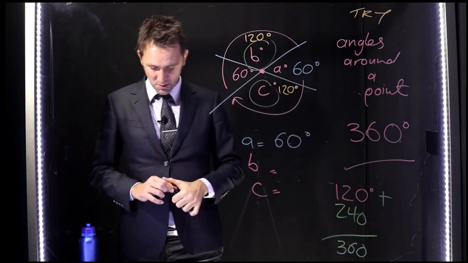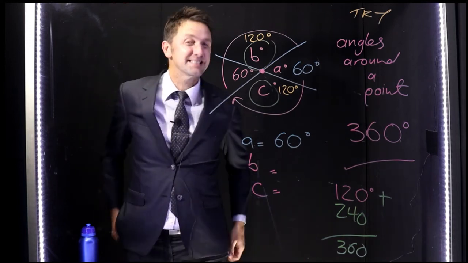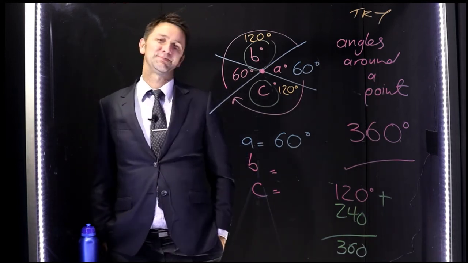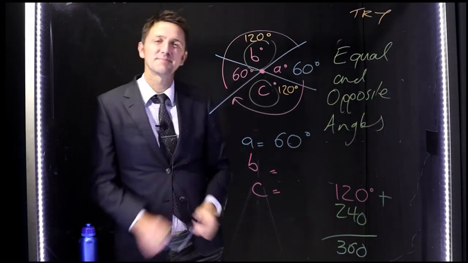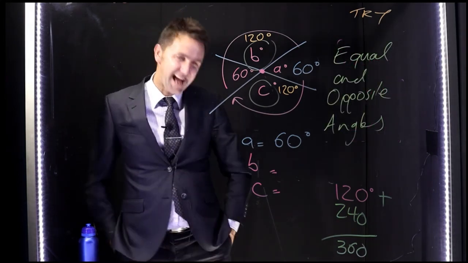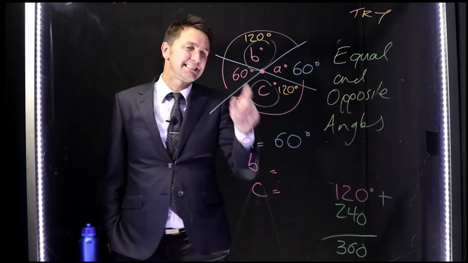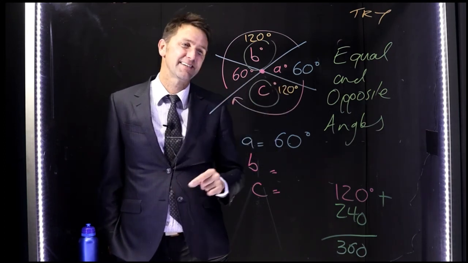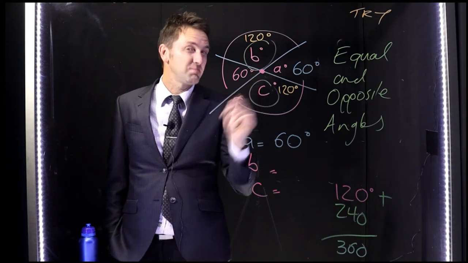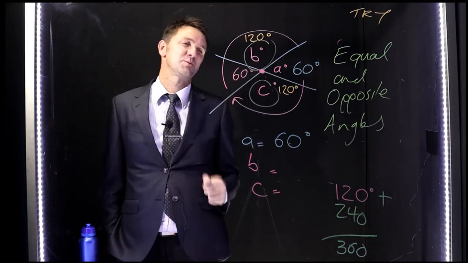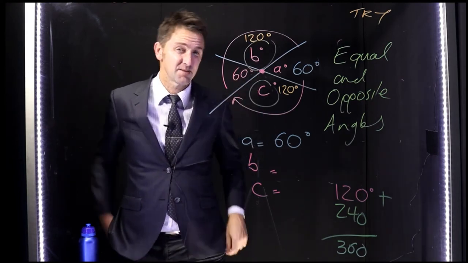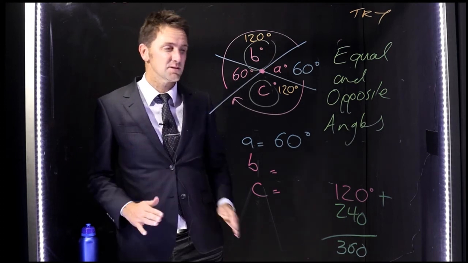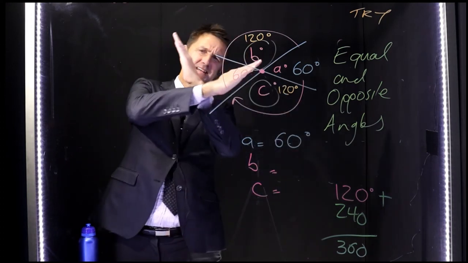That's just a little bit extra for you. This lesson has mostly been about equal and opposite angles, and we can see 60 is equal and opposite to angle A over here, which is 60 degrees, and B and C are equal and opposite as well. So that's 120 degrees and 120 degrees. And remember, you get equal but opposite angles when two straight lines intersect.